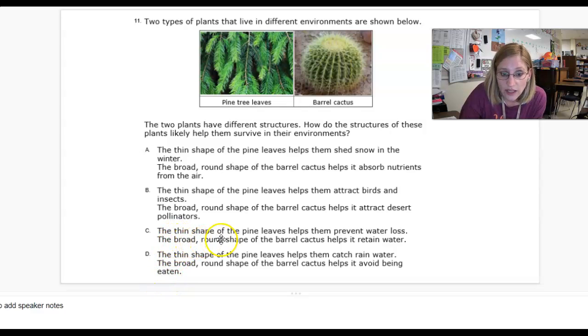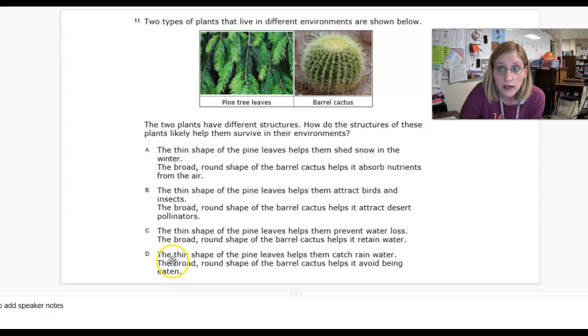Let's look at C. The thin shape of the pine leaves help them prevent water loss. Maybe that's a way that they can survive, right? Remember, it's about how these plants are going to survive. Yeah, that'll help them keep their water in. Let's look at the cactus. The barrel cactus helps them retain water because of the round shape. Both of those things would help you adapt, show a structure. So that's a possible answer because it's showing how they adapted to their environment. These two did not show how they adapt to their environment. The thin shape of the pine leaf helps them catch rainwater.